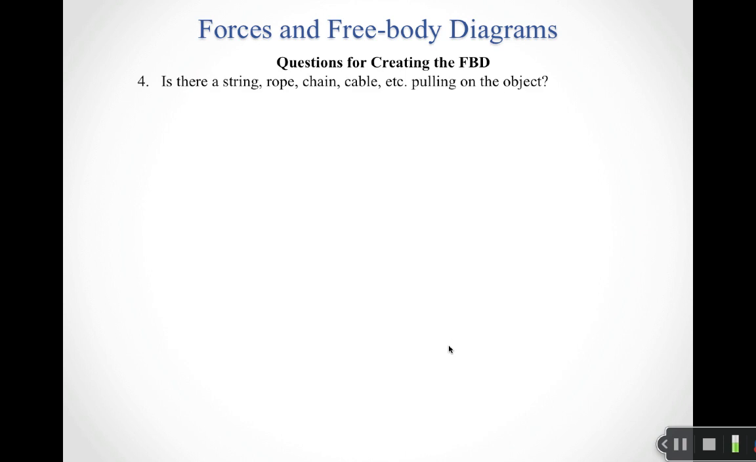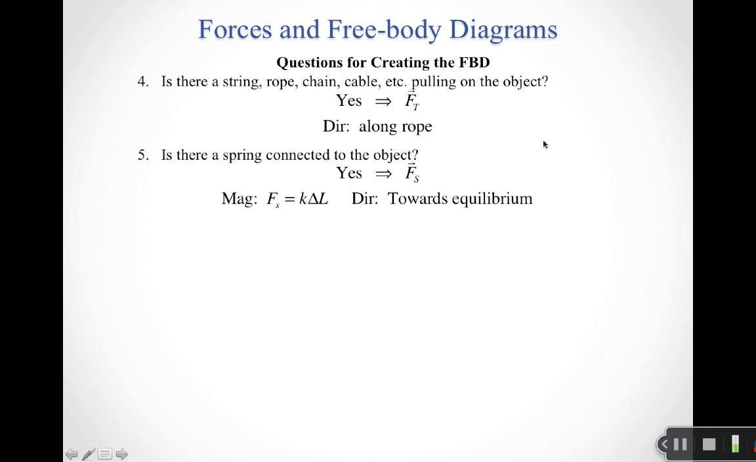So the next question I can ask is, is there a string, a rope, a chain, a cable, etc. pulling on the object? And if there is, then I'll need a tension. That tension is going to be directed along the rope, and again, notice the tension, there is no magnitude equation. Right? Next question, is there a spring connected to the object?